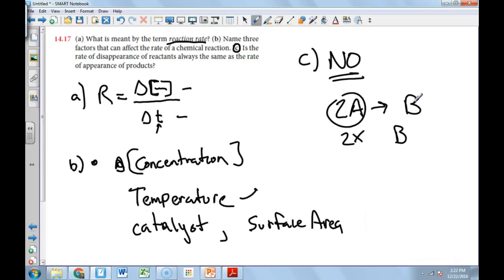The rate of appearance of B, because it's a product, is going to be half as much as the disappearance of A. And so we can write that either way. That's the idea of related rates. So this gives you some of the groundwork for understanding reaction rates, a question that tests your knowledge of the basics.